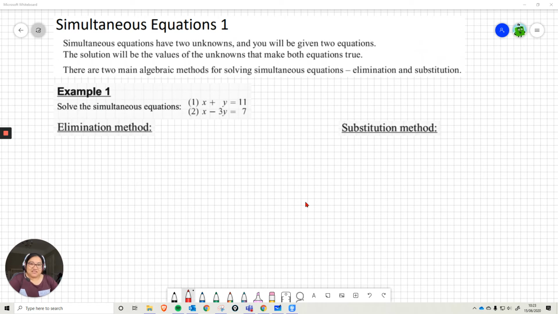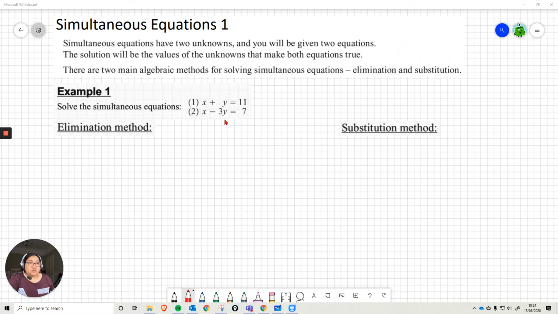Hi everyone, this is the first lesson on solving simultaneous equations, and this will be a video to show you how to solve two sets of equations when you have two different letters. So if we have a look at the example here, you can see we've got two equations, x plus y equals 11 and x minus 3y equals 7. Because we've got two different letters and two different equations, we have to solve this slightly differently.